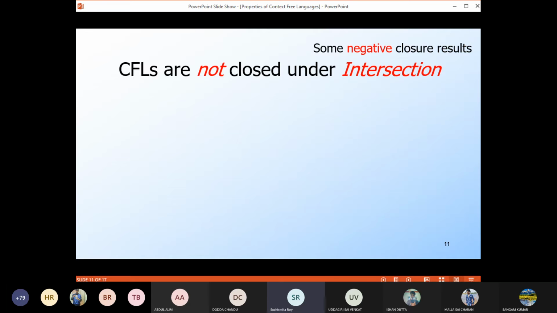So let's now look at some negative results. That is, all those operations for which it is not closed. So the first is intersection. Now, context-free languages are not closed under intersection. Here we are going to give existential proofs. Okay, what is an existential proof? An exception, you can say, which shows that the original theorem cannot hold.